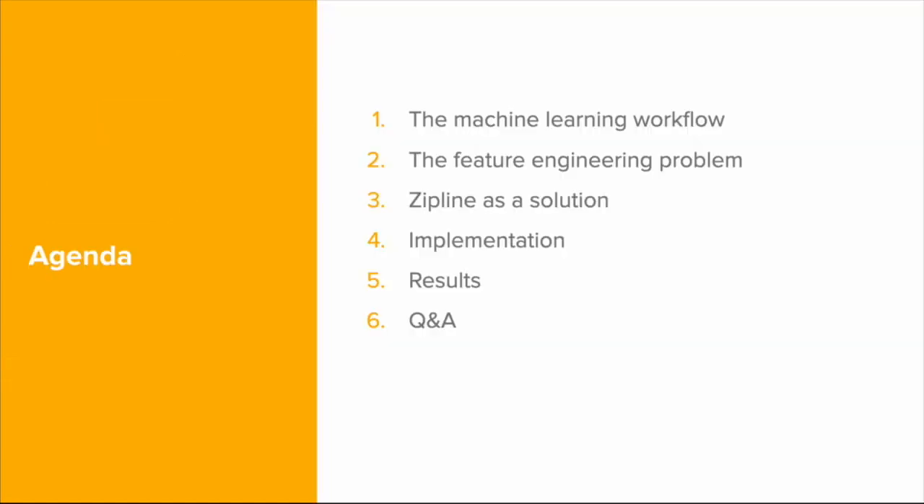So today, I'll start by talking a little bit about the machine learning workflow and how Zipline fits into it, and then more specifically about the problems and challenges of feature engineering and how Zipline offers a solution to those specific problems. Then I'll hand it over to Evgeny, who will talk more about implementation of Zipline, kind of how we set about making it work, the results we got from it, and we'll leave some time at the end for questions from you.